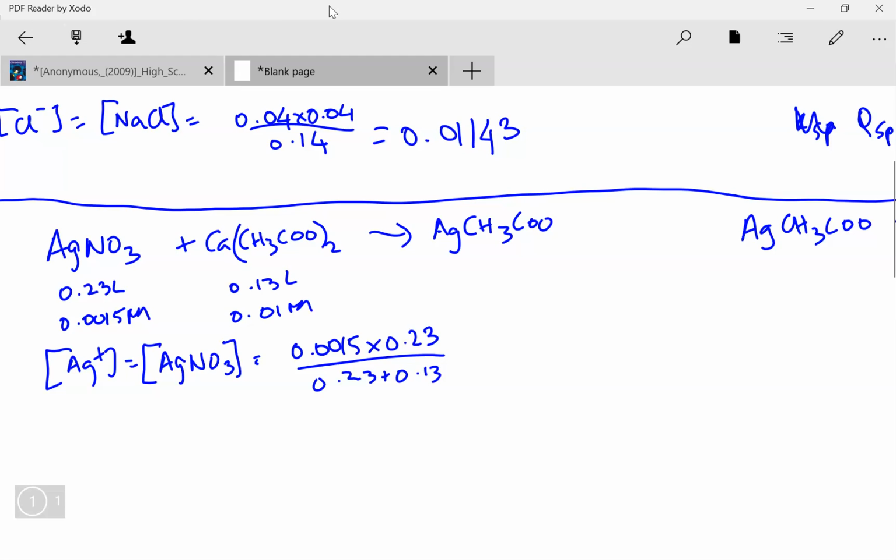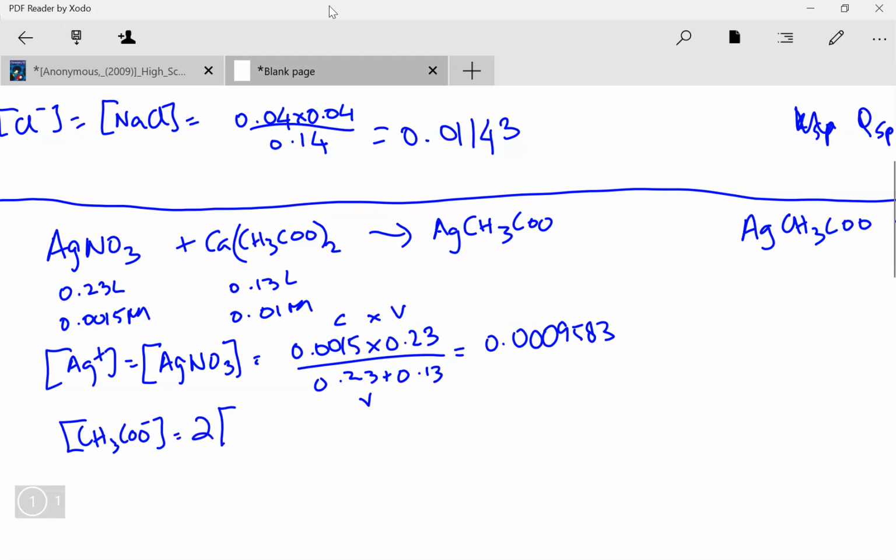Hopefully this is a dilution that I'm doing. Again, concentration times volume divided by the volume to get a new concentration. So that gives me 0.000953 as the concentration of silver ions.